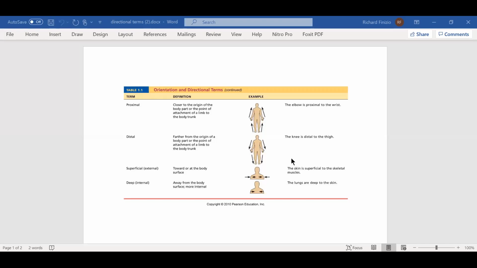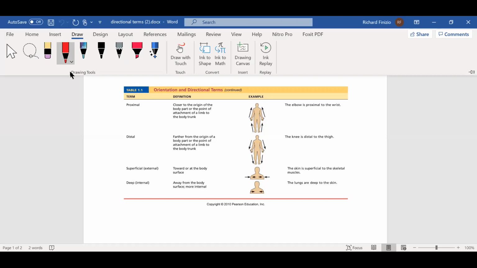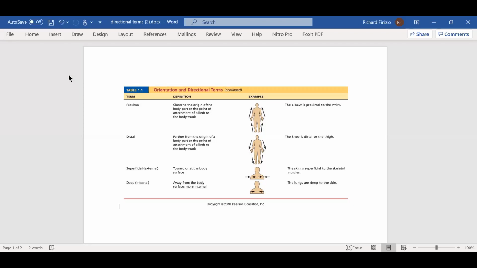Before we start any bones and bone markings, we really have to know your anatomical terms and your directional terms. So first of all, everybody know what the anatomical position is?